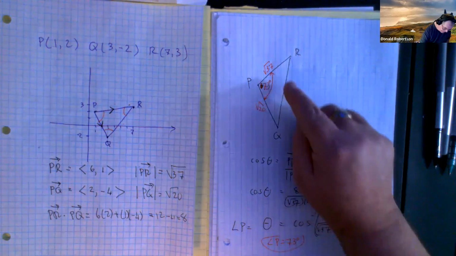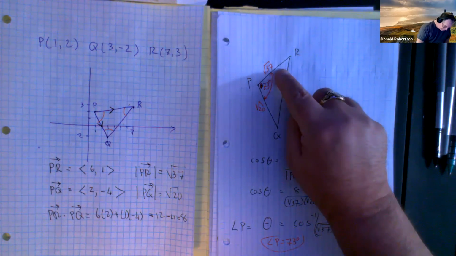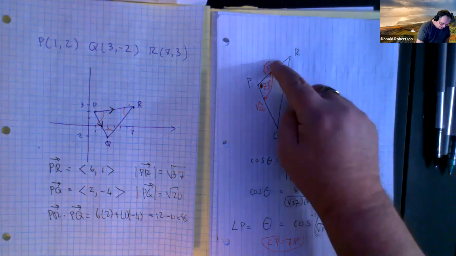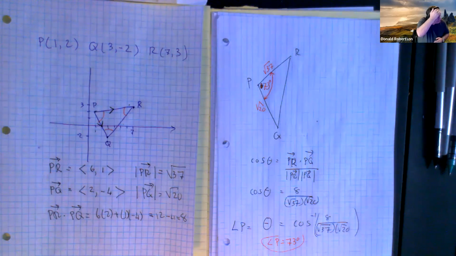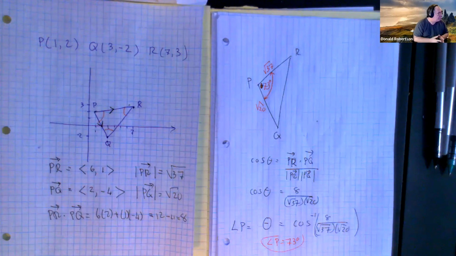If I wanted to find angle R, well, after I found this length, couldn't I get angle R by using the sine rule? And couldn't I find angle Q again using the sine rule? That would be one approach, and that would work totally fine.